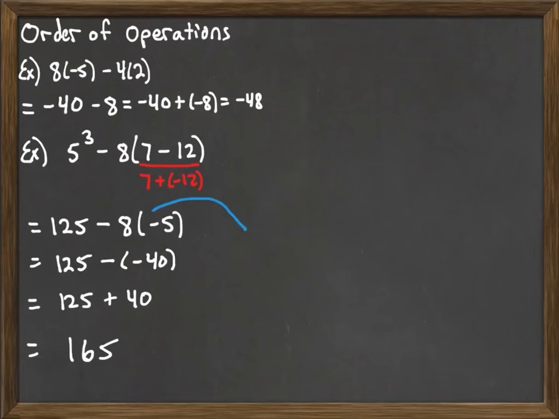The other way is to think of that as a minus 8 times a negative 5. Minus 8 times negative 5, which would be positive 40. And then you see we can skip that middle step there and jump right from 125 minus 8 times negative 5 to 125 plus 40.